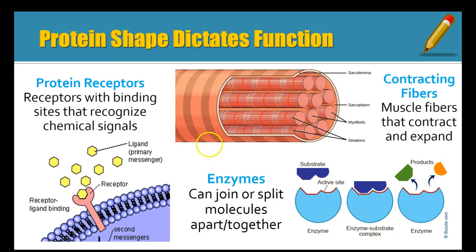Other proteins that we have in our body include protein receptors, and they bind to sites that recognize chemical signals, and they allow certain molecules to be moved into and out of a cell depending on whether the molecule is the appropriate shape for that receptor. We've also got muscle fibers that are a type of protein, and they help to contract and expand muscles. And then we also have enzymes that are really important in any sort of chemical reaction that occurs in your body.